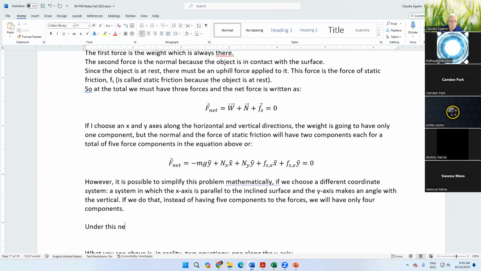Under this new coordinate system, we have the following equation for the net force.